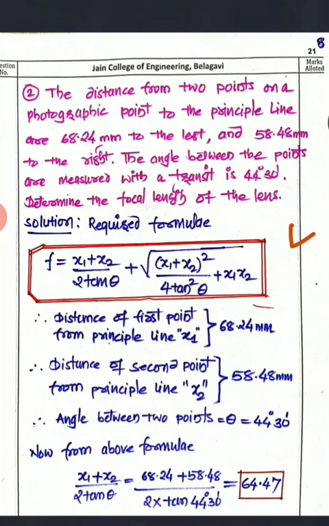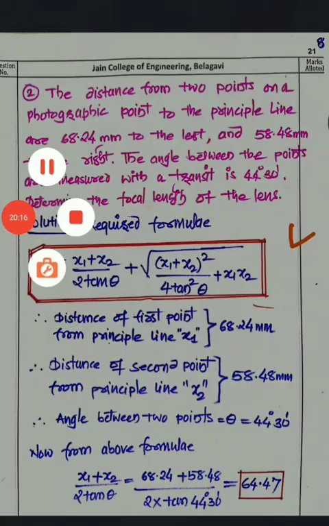Now from the above formula, if you clarify the terms, I'll just simplify the terms. So the first term, that is x1 plus x2 divided by 2 tan theta, equals 68.24 plus 58.48 divided by 2 into tan 44 degree 30 minutes, that equals 64.47.